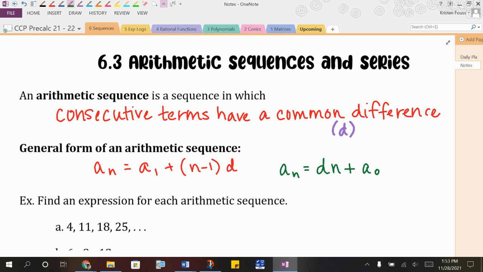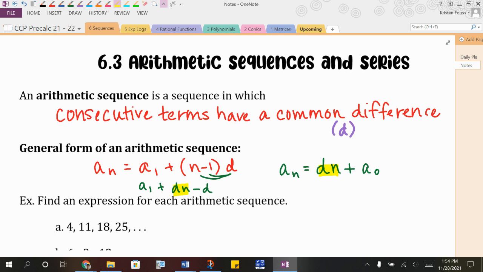Now, how are these equivalent? Because if I go back to the original and I distribute in the D, I have a_1 plus, this would be dn minus d, right? So we've already got something in common. We both have the dn. There it is. Now looking at the book version, if we take a_1, which is our first term, and we subtract off d, that's going backwards, and that's giving us the 0 term.